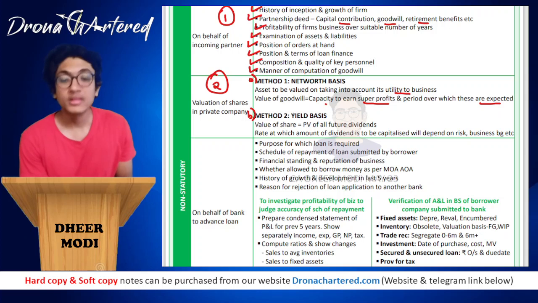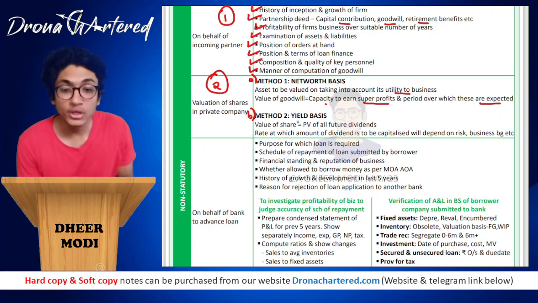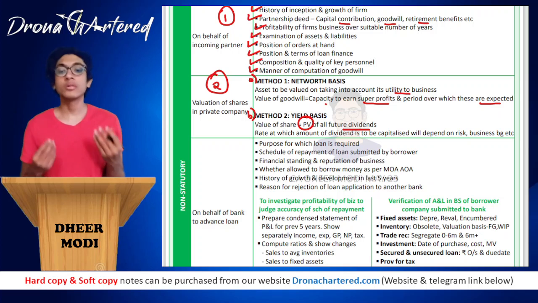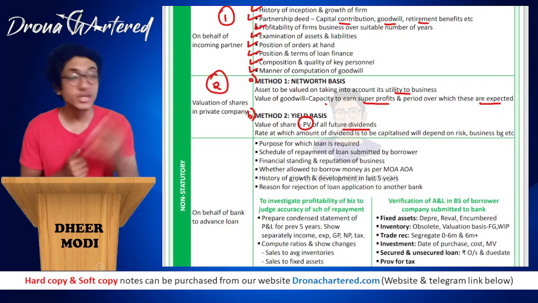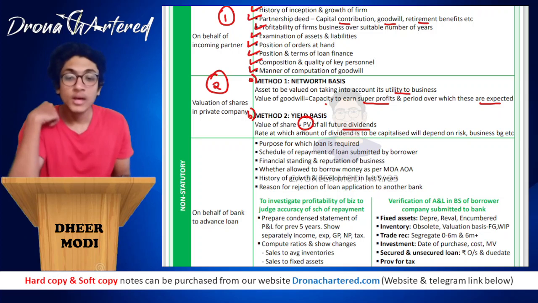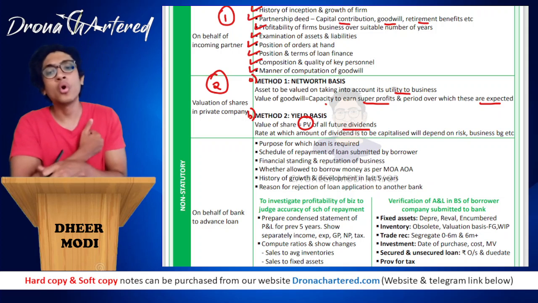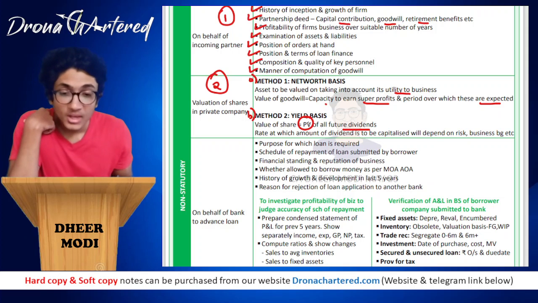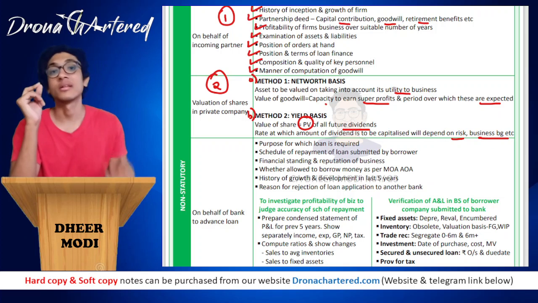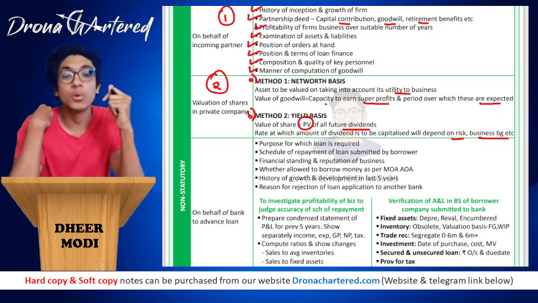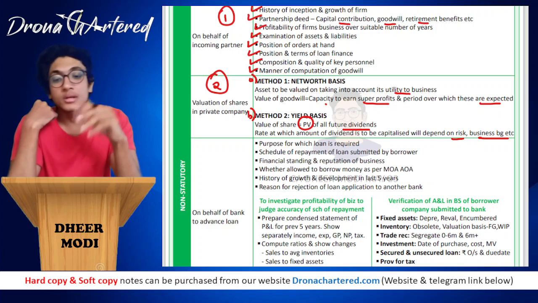Okay, next is your method two, that is your yield basis. So value of a share is the present value of all future dividends. Of course, if you are valuing a share, how will you value it? You will discount the dividends that you receive. Therefore, your method two is your yield basis, that means present value of all future dividends. The rate at which the amount of dividend is to be capitalized will depend on the risk, business background, etc. That means with which rate we will be discounting it. That will depend upon the risk of the business.